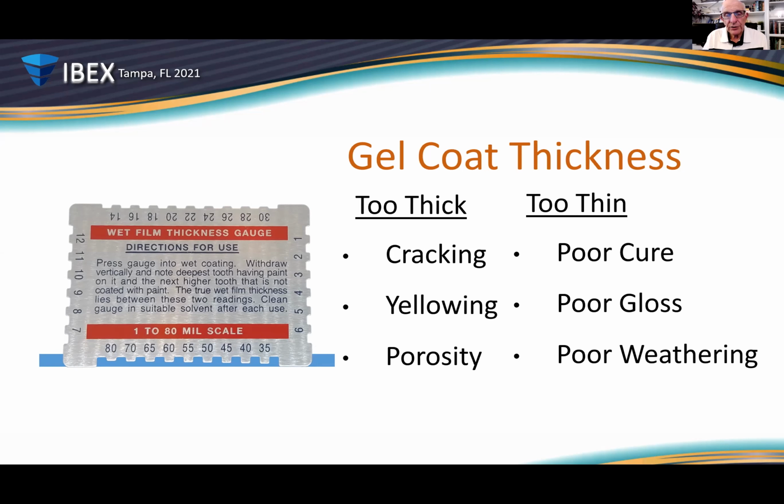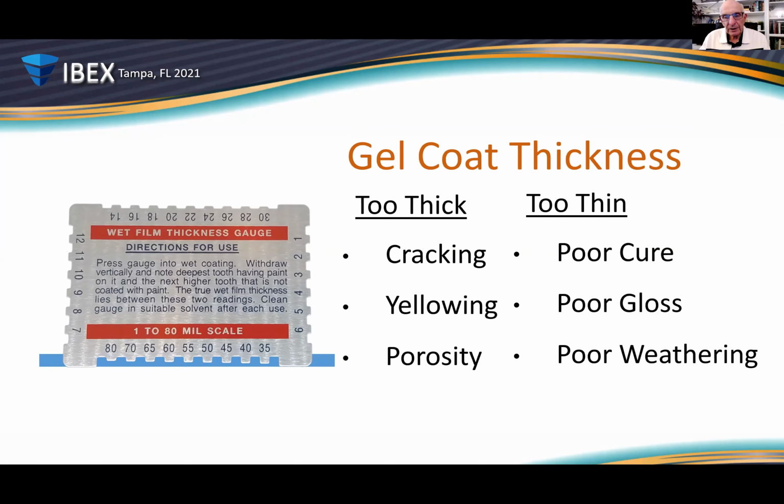Gel coat that is too thin, that is under specification, exhibits poor cure. Now, why is that? Well, let me go forward from here. It also exhibits poor gloss and poor weathering. They're actually attributes of a poor cure. So why does too thin gel coat not cure correctly? Well, the reason is that you can have gel coat thin enough that there is so much loss of styrene emissions or monomer emissions, there's not enough styrene left to cross-link in the system.